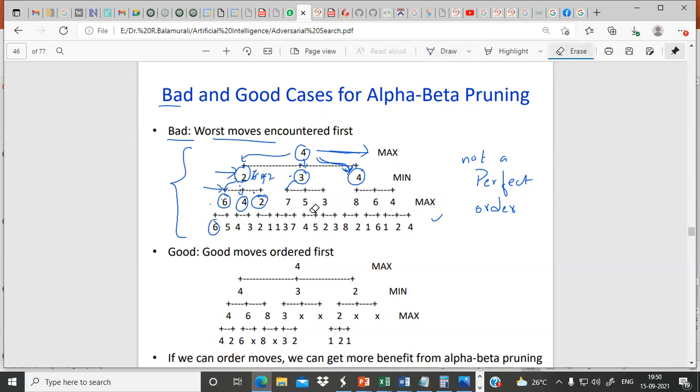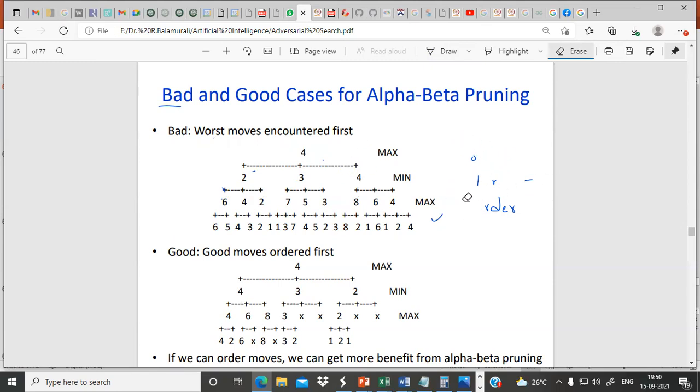So in the worst case scenario, there will not be any pruning at all. There won't be any pruning happening in the alpha beta tree. If there is no pruning, then it is the same as minimax or depth first search, so its time complexity will be order of b to the power m. But in the best case scenario, maximum pruning will happen.